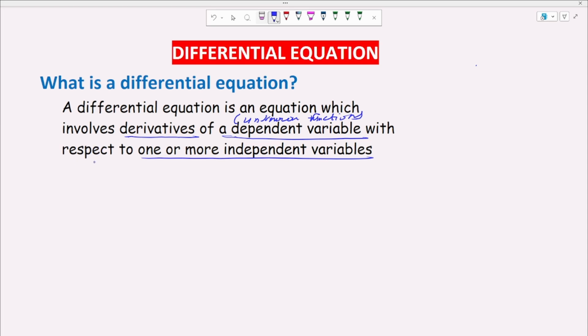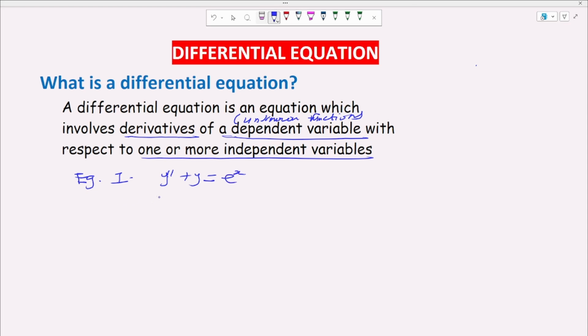Now, let's take an example of a differential equation. So our first example we take is y prime prime plus y equal to e raised to the power x.